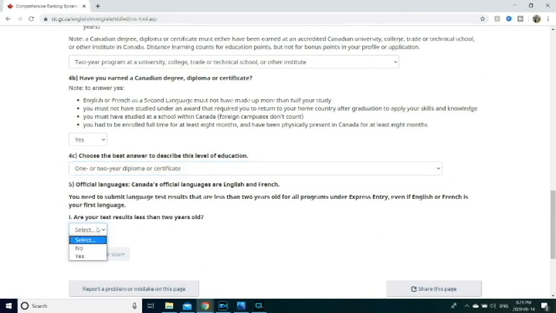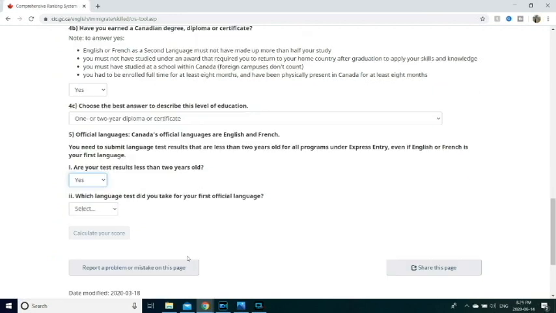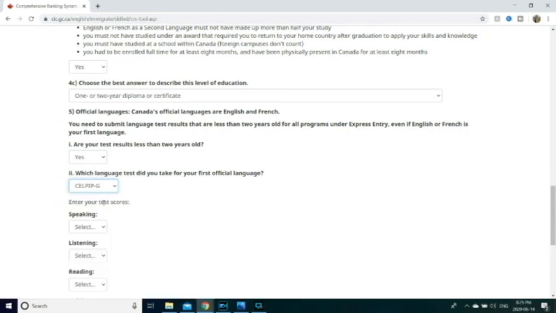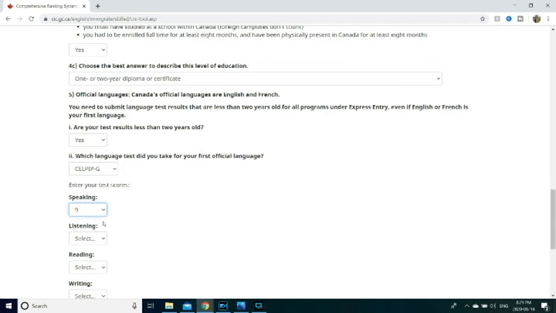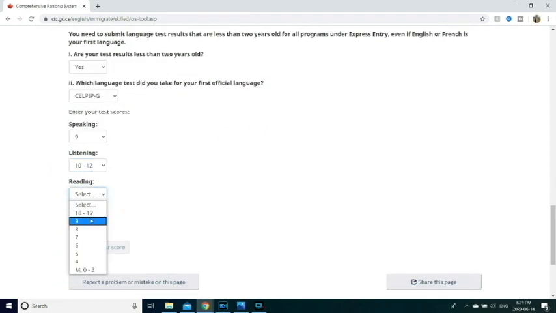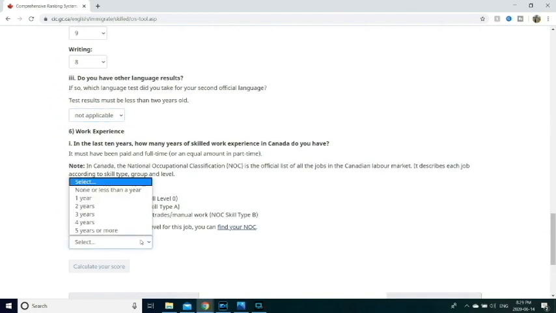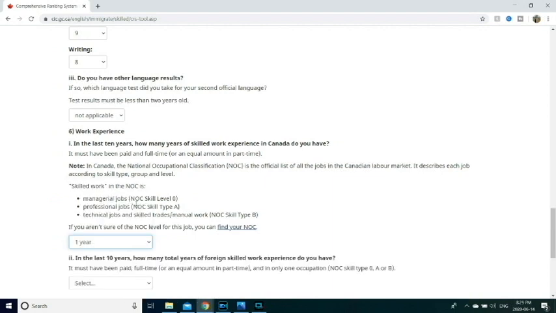Okay, so yes, your IELTS will be here. We are gonna say take CELPIP because I think CELPIP is an easier test than IELTS. That's my thinking. So let's run a scenario with CELPIP. In CELPIP in speaking, you can easily earn around say 9. Listening easily around 10. Reading around 9. Writing a little bit tricky, so say 8. Then do you have another language? Not applicable.